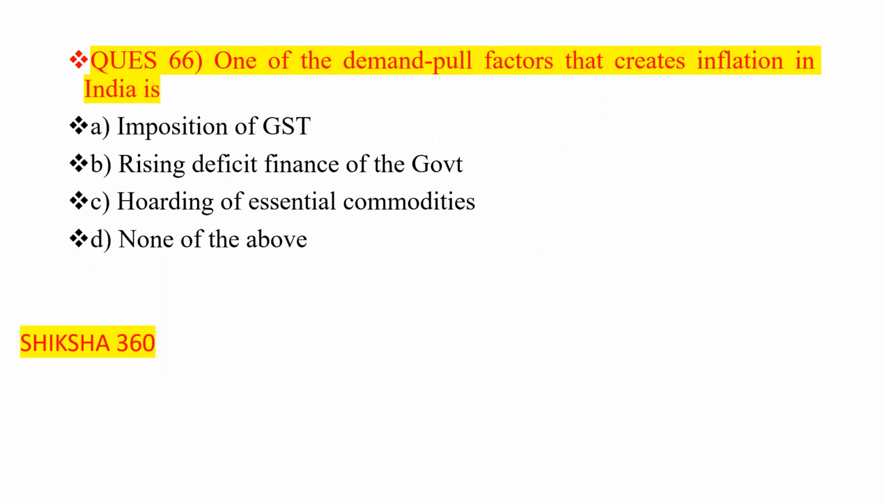One of the demand pull factors that creates inflation in India. First one is the imposition of GST. Second one is rising deficit finance of the government. Third one is hoarding of the essential commodities. Option D is none of the above.